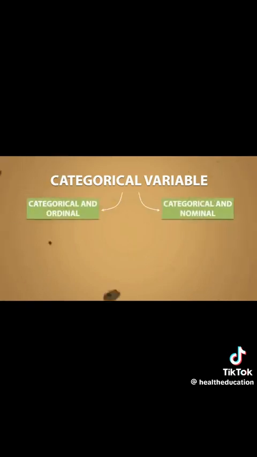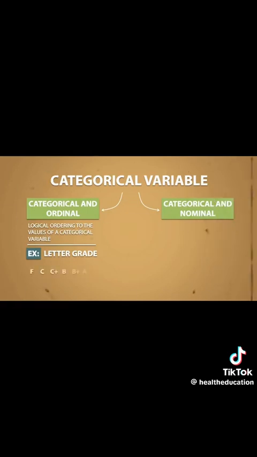There are actually two types of categorical variables. There is categorical and ordinal, and categorical and nominal. Something is said to be categorical and ordinal if there is a logical ordering to the values of a categorical variable. A good example of this would be letter grade. We can logically order the values of this categorical variable from high to low, or from low to high.